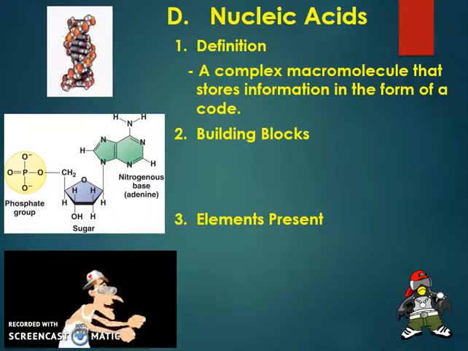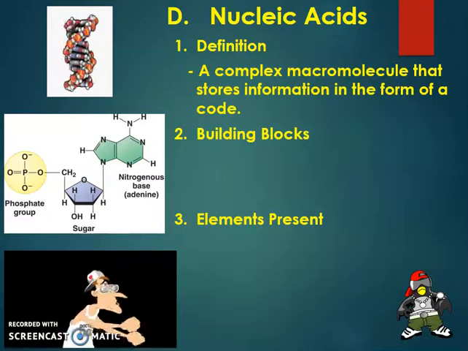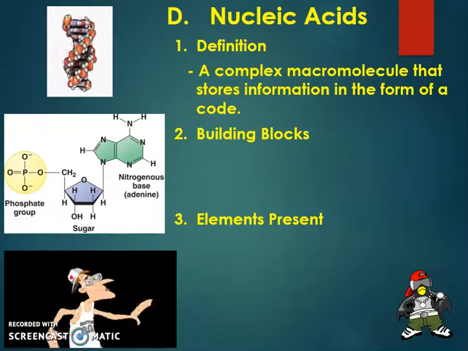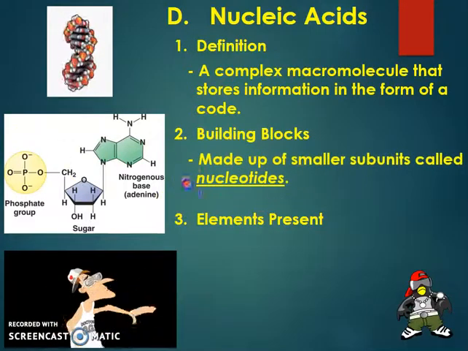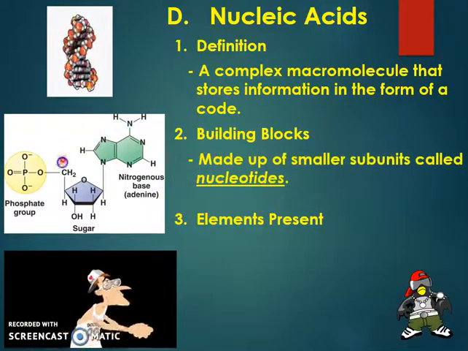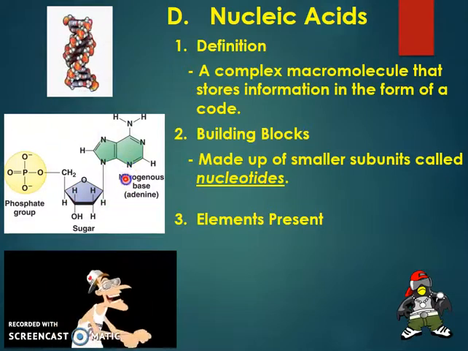Now, with carbs, we said the building blocks were monosaccharides. Now we're going to have a different building block or monomer unit for nucleic acids, and those are going to be what we call nucleotides right here. A nucleotide is this image right here. Each nucleotide consists of 3 components.